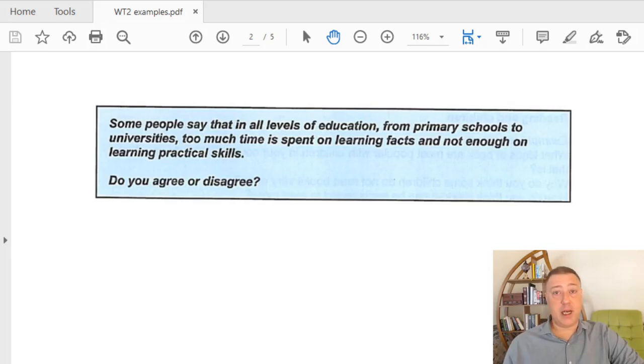And so what you've got to decide is, do schools spend too much, again, too much is bad, time learning facts? So they're spending so much time learning facts that it has a negative effect somehow. And that negative effect, according to this question, is that there's not enough time for practical skills. So one side of the question, we spend too much time learning facts and we don't spend enough time learning practical skills. The other side, no, we don't spend too much time learning facts for whatever reason. Facts are important, or we do spend enough time learning practical skills.